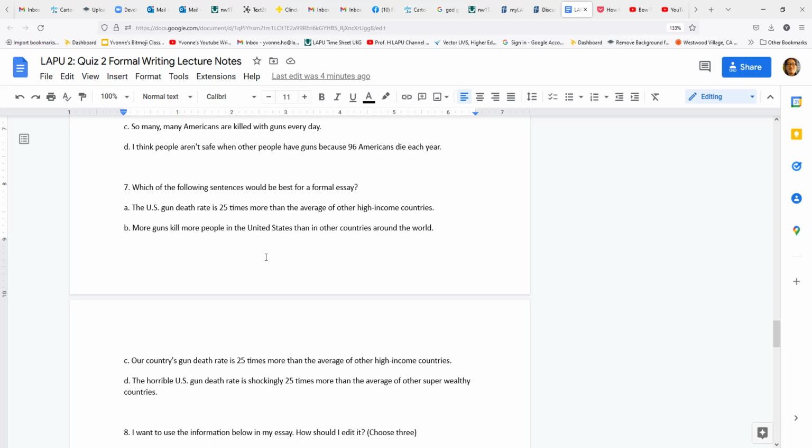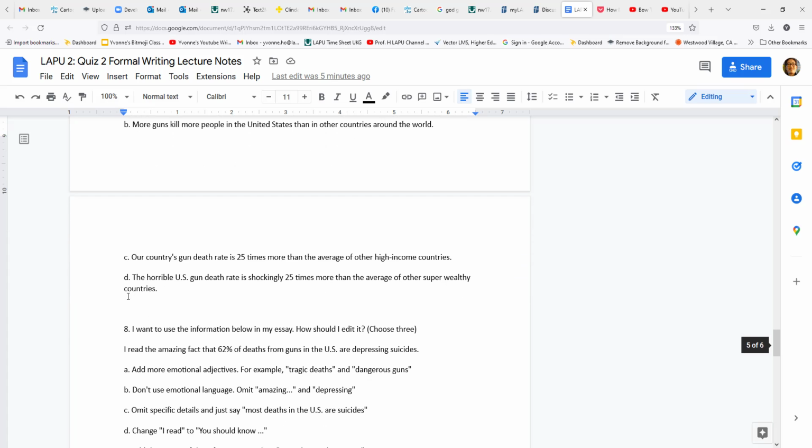Which of the following sentences would be best for a formal essay? A: The U.S. gun death rate is 25 times more than the average of other high-income countries. B: More guns kill more people in the U.S. than in other countries around the world. And you ask yourself, what percentage? What are the numbers? This is so vague, so that can't be the right one. C: Our country's gun death rate? Who cares about what you think? This is first-person case. As soon as you see first-person case, it's like gone. That's not right. D: The horrible U.S. gun rate, shockingly 25 times more, whatever.